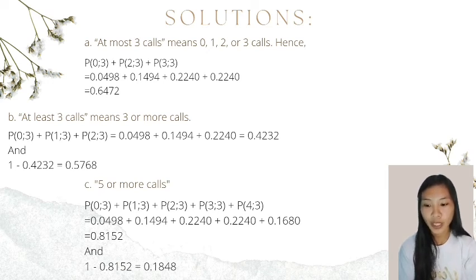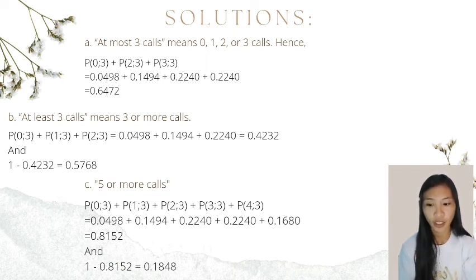and subtract this answer from 1. Hence, probability of 0 such 3 is equal to 0.0498 plus probability of 1 such 3 is equal to 0.1494 plus probability of 2 such 3 is equal to 0.2240 plus probability of 3 such 3 is equal to 0.2240 plus probability of 4 such 3 is equal to 0.1680, which is equal to 0.8152. And 1 minus 0.8152 is equal to 0.1848.